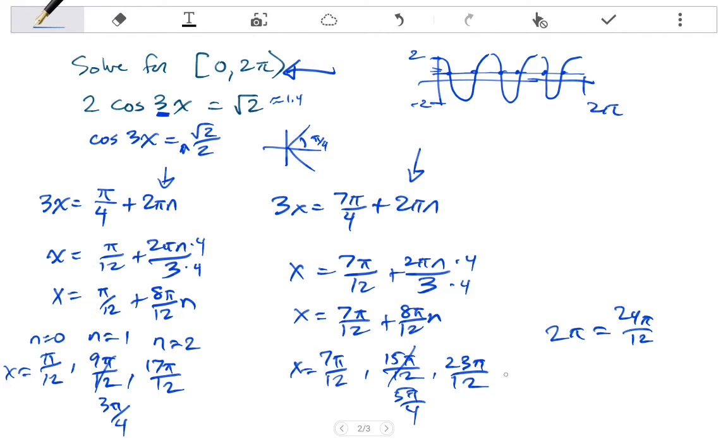You don't want those as your answers. And currently we see 23 pi over 12. That's going to be our limit, because 23 pi over 12 will take you right there, really close to 24 pi over 12. So we'll end it there. These are going to be your, again, 6 answers.